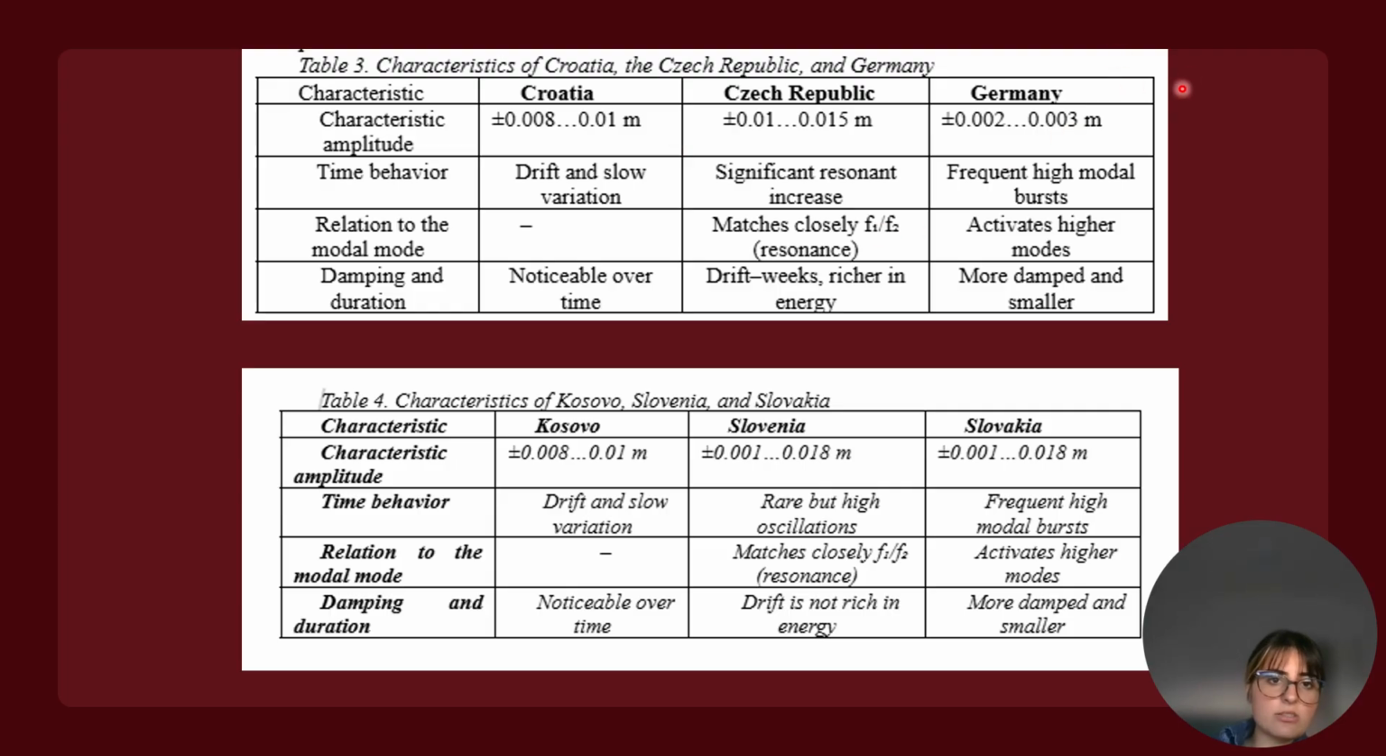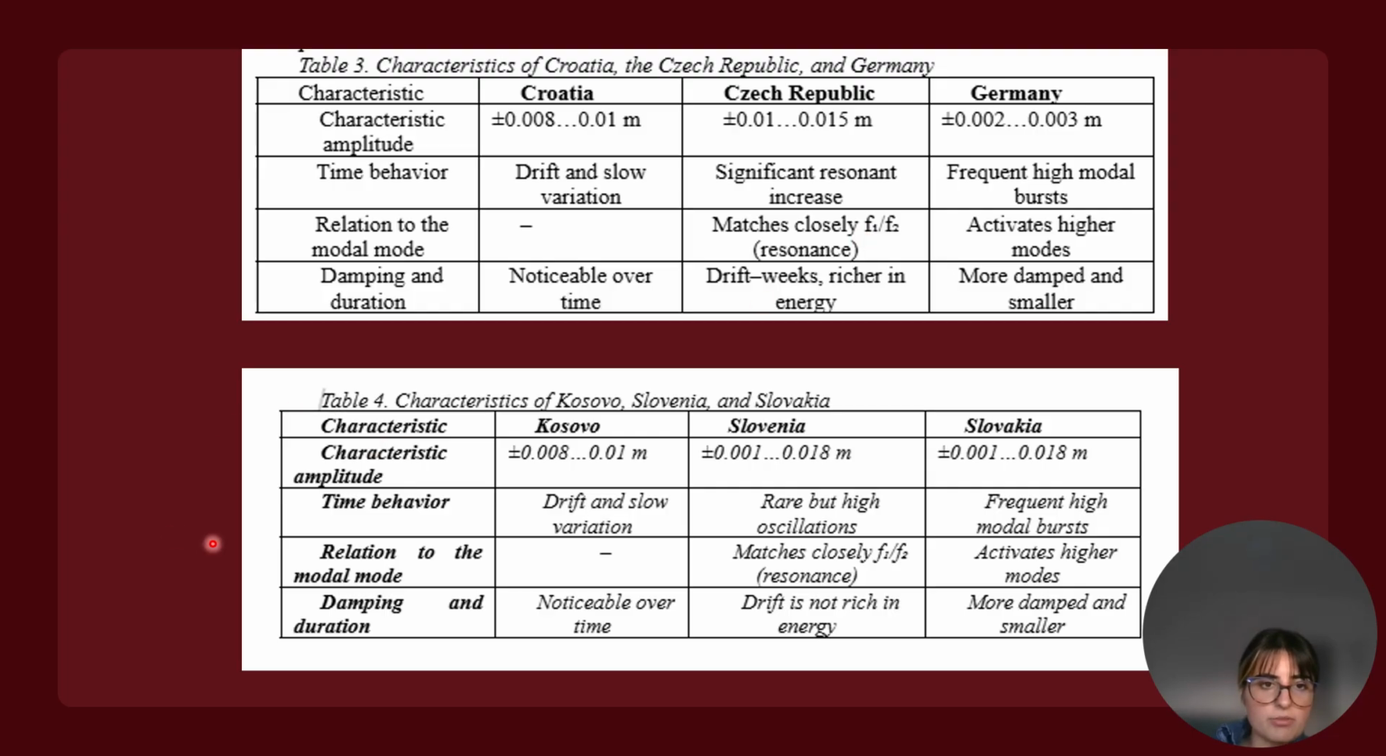Croatia displays a slow drift over time, while the Czech Republic experienced significant resonant increases, and Germany experienced frequent high model bursts. Model relations follow the same trend, with resonance in the Czech Republic and higher mode activation in Germany, and the damping is most evident in Germany and the least evident in the Czech Republic.